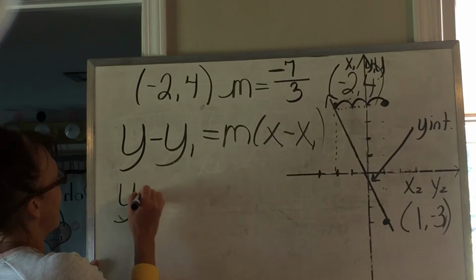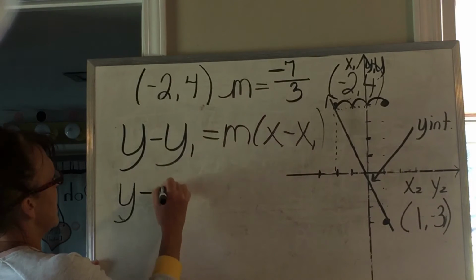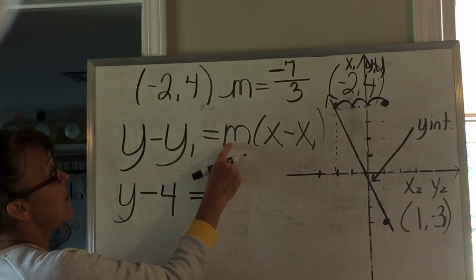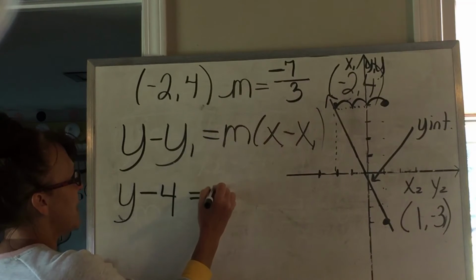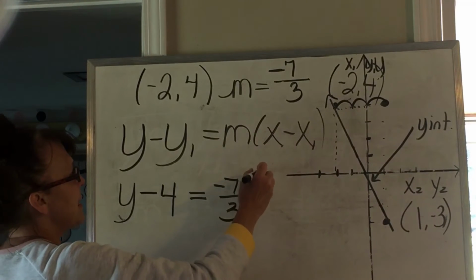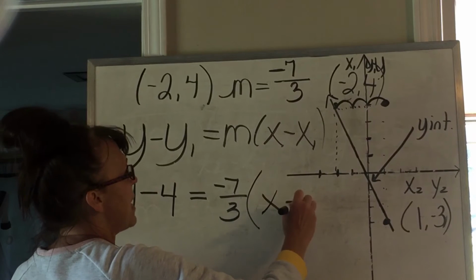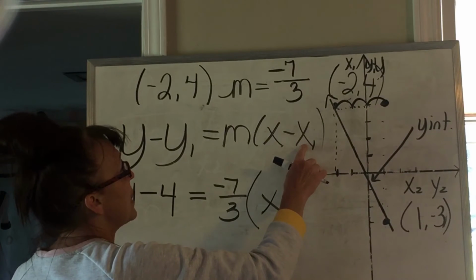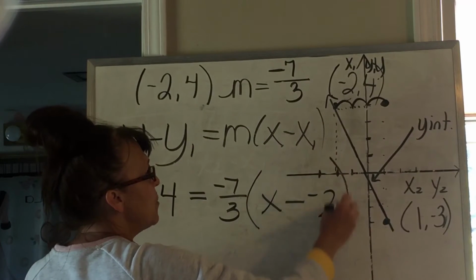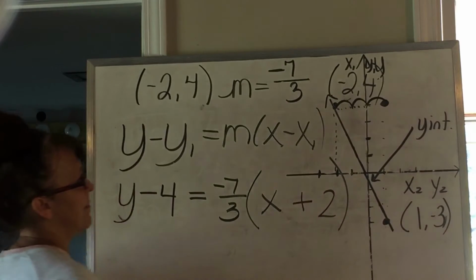They have a minus, I have a minus. y1 is 4. They have an equal, I have an equal. We've already found slope. That was -7/3. They have a parentheses, I have a parentheses. Bring down the x minus. x1 is the x coordinate, which is -2. Two negatives make a positive.